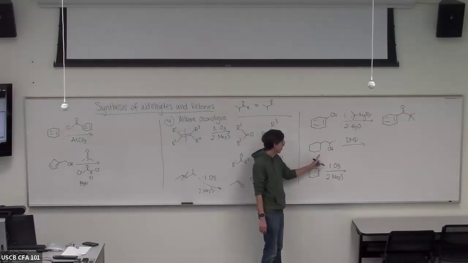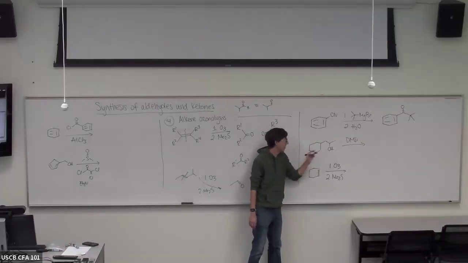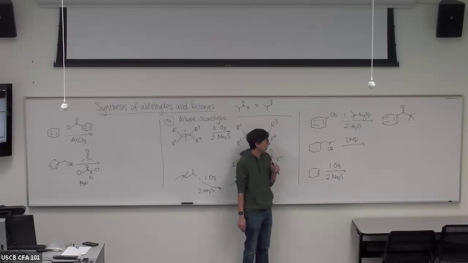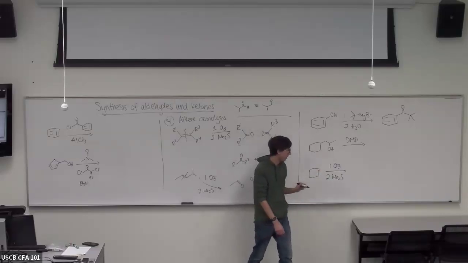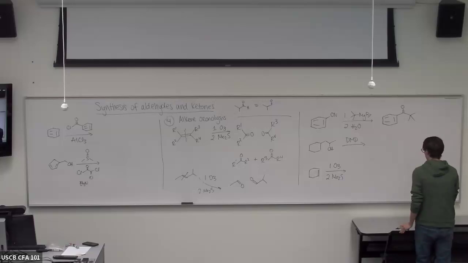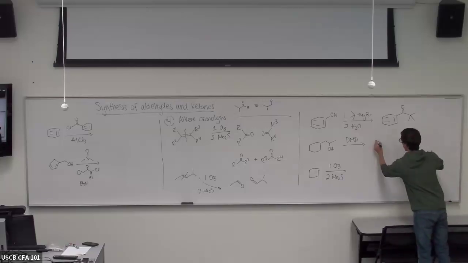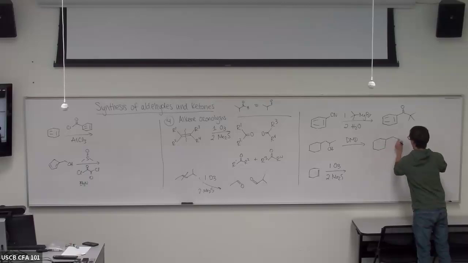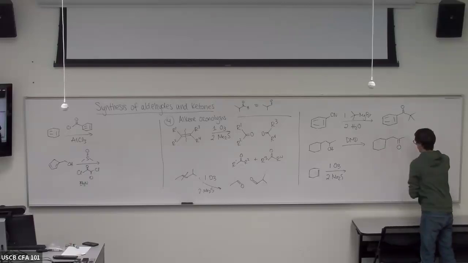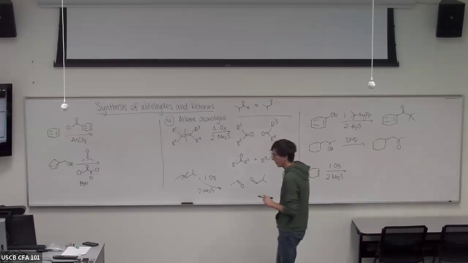Okay, this one we have a secondary alcohol, and we're reacting that with DMP. And so that's just going to oxidize the alcohol to a carbonyl, whether it be an aldehyde or a ketone. In this case, it's secondary, so it's going to be a ketone.